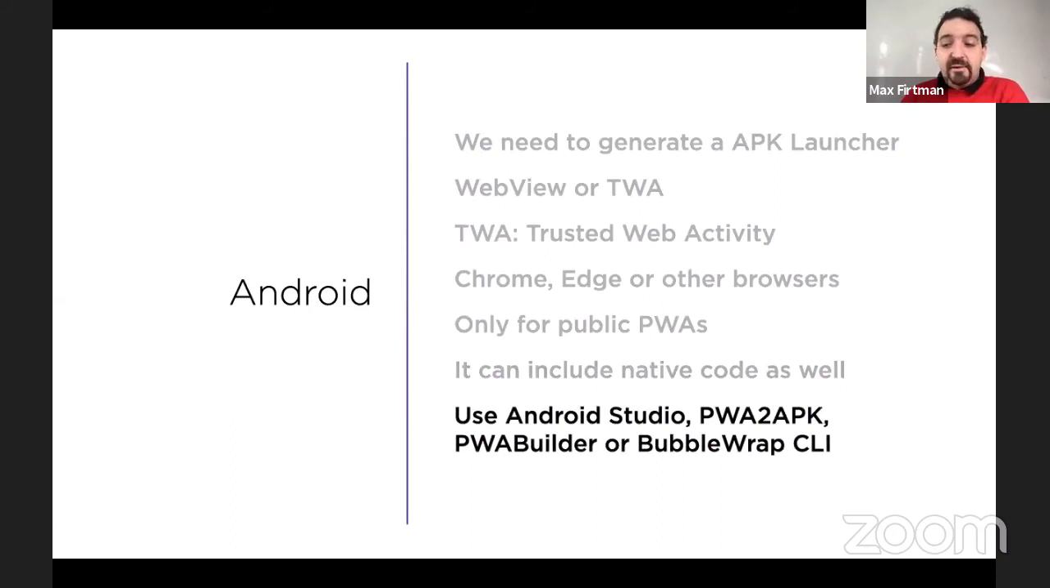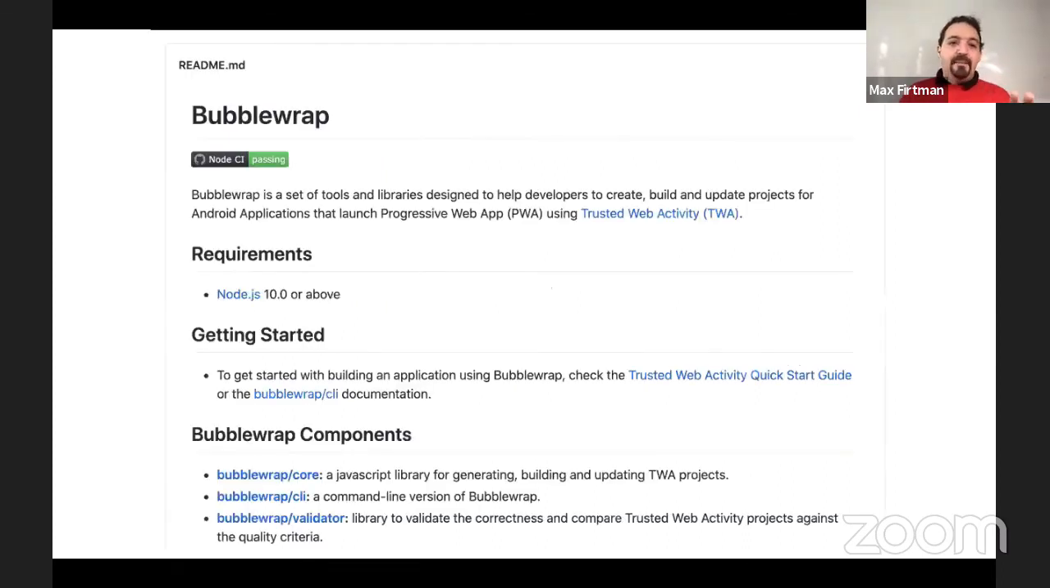You can use Android Studio to actually build this on your own. There is a free tool on the web known as PWA to APK, or PWA Builder, the same tool that we saw before for Microsoft, to create an APK launcher for Android, or Bubblewrap. Let's talk about that for a minute. Bubblewrap is an open source tool from the Chrome team, or from Google, to create a PWA launcher for Android using trusted web activity.